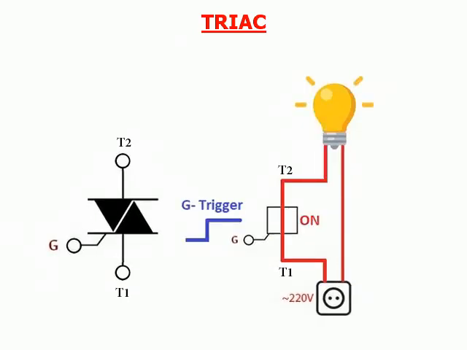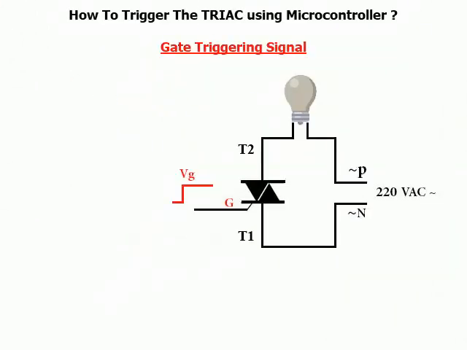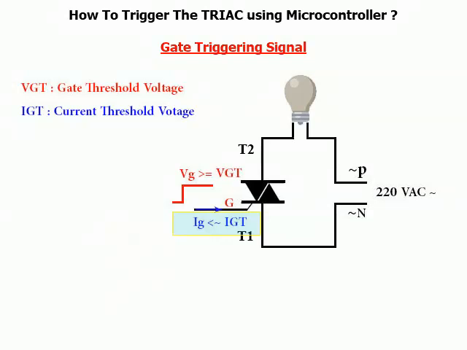Now, let us talk about the gate triggering signal. The TRIAC is triggered by applying an electrical voltage Vg on its gate. This will cause an electrical current Ig to flow in the gate. In order for the triggering signal to be effective and safe, 2 things must be taken into account. First, the value of Vg must be equal to a value called VGT, the gate threshold voltage, at least. Second, the value of the electric current Ig flowing in the gate must be adjusted so that it does not exceed the maximum allowed value of IGT.